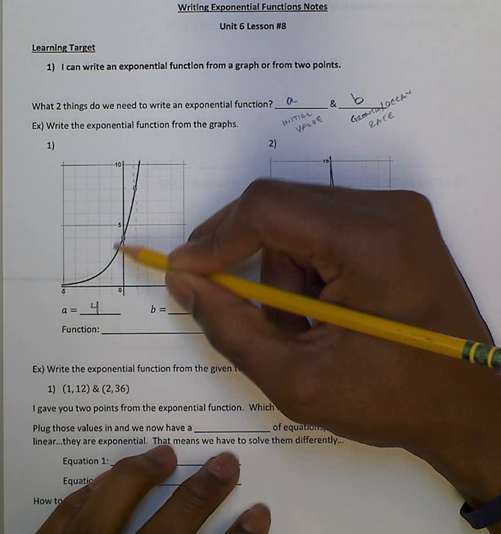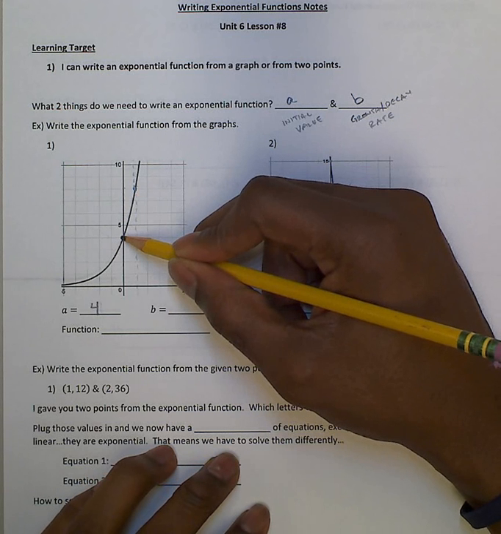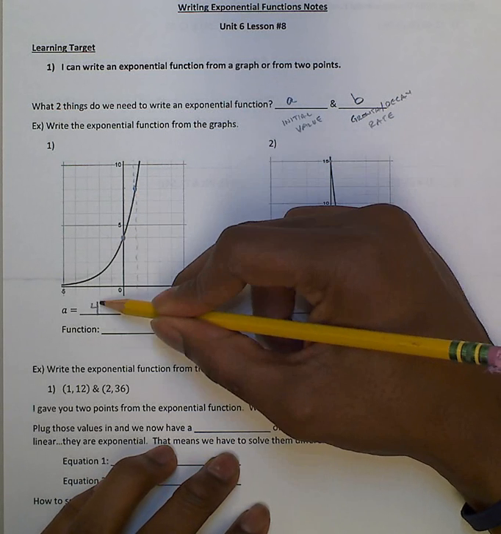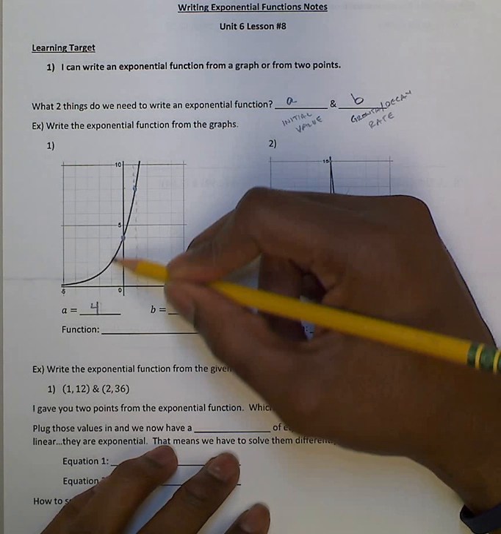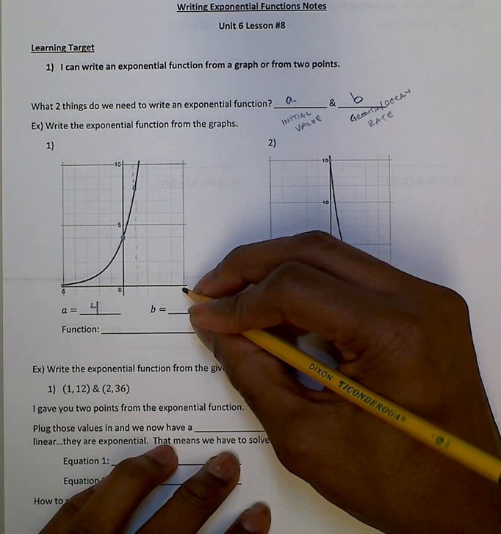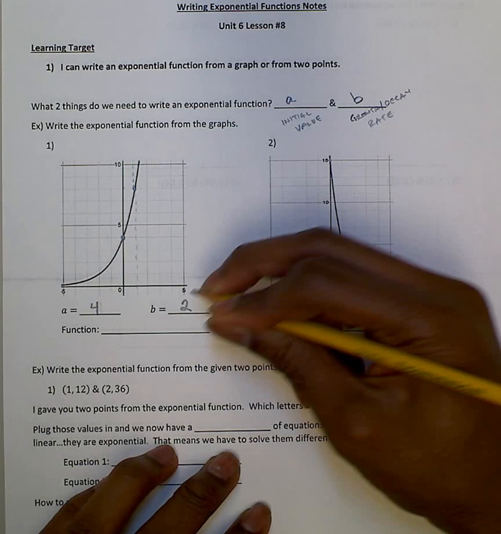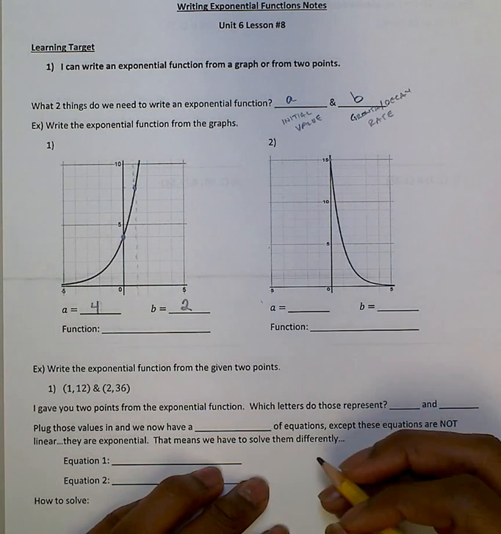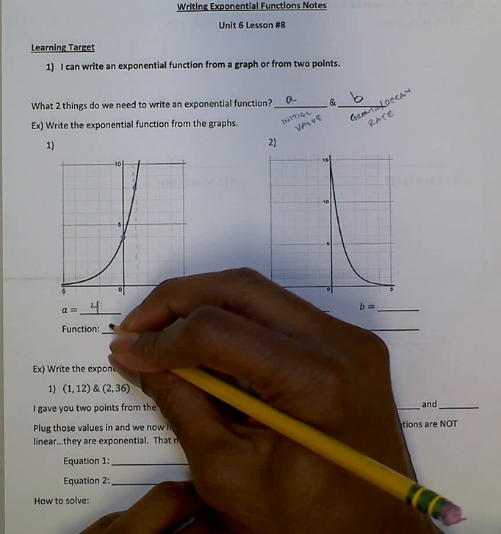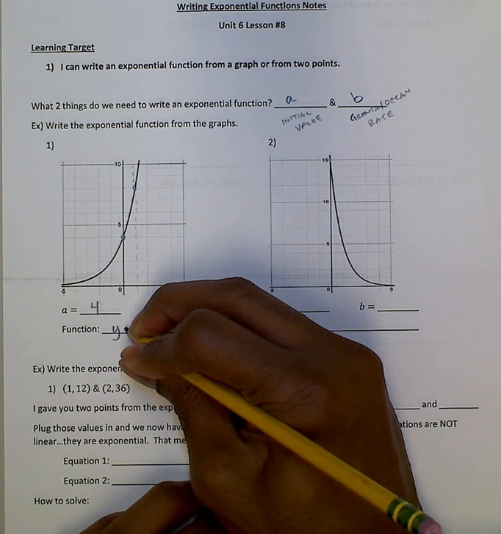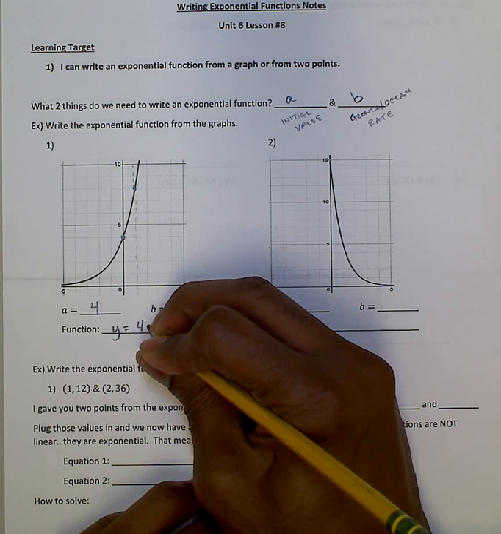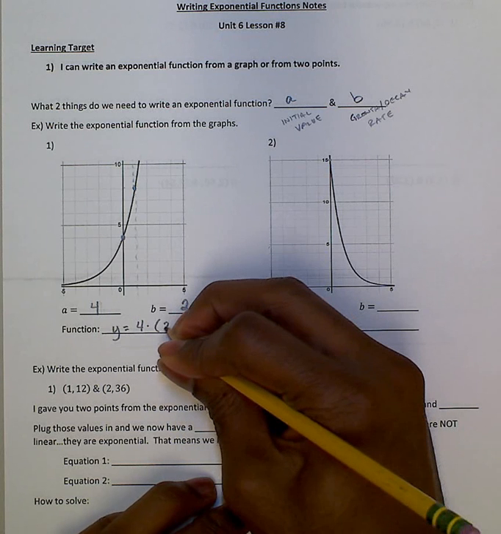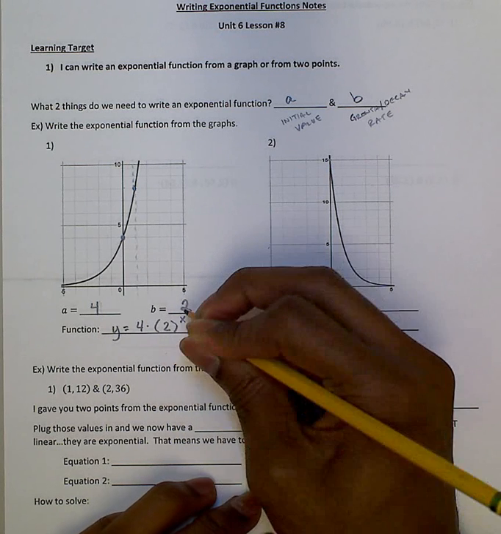And we'll find our growth factor: how do we multiply or divide to get from 4 to 8? That means we multiply 4 by 2. And so that 2 is our growth factor. So now that we have a and b, we can write our function as y equals 4 times 2 to the x. And that's our function.